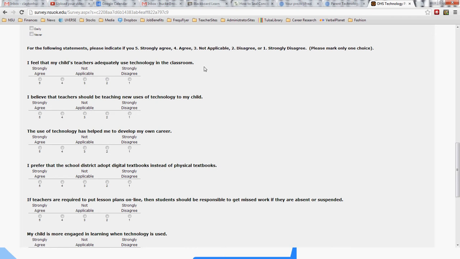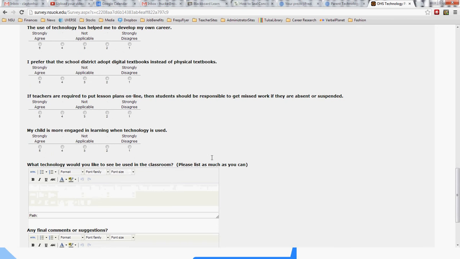I feel that my child's teachers adequately use technology in the classroom. I believe that teachers should be teaching new uses of technology to my child. The use of technology has helped me to develop my own career. I prefer that the school district adopt digital textbooks instead of physical textbooks. If teachers are required to put lesson plans online, then students should be responsible to get missed work if they are absent or suspended.